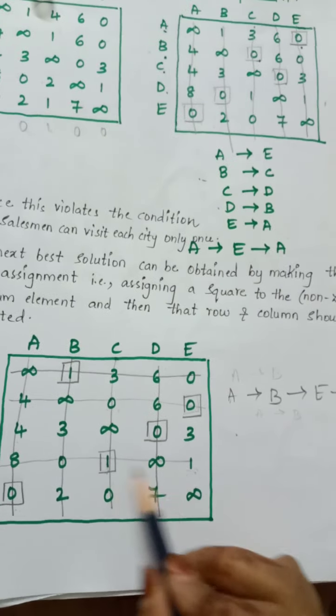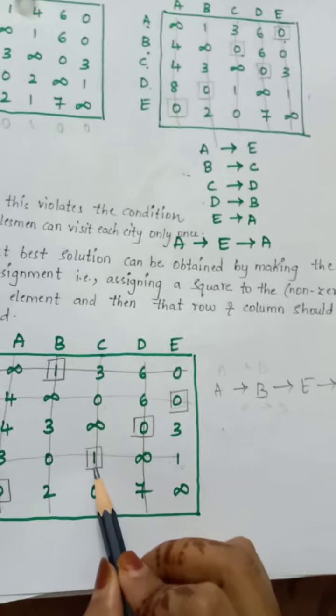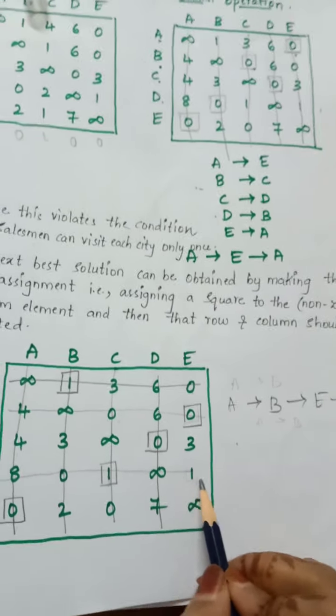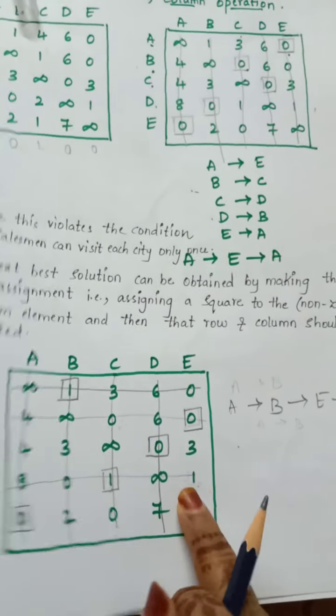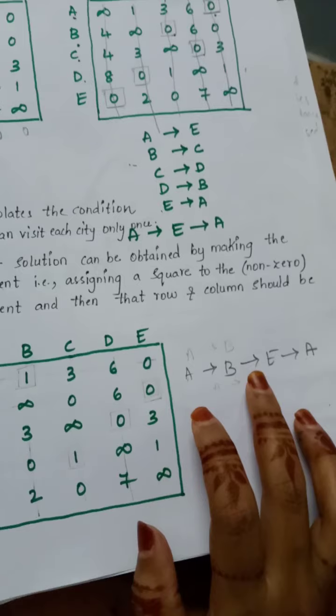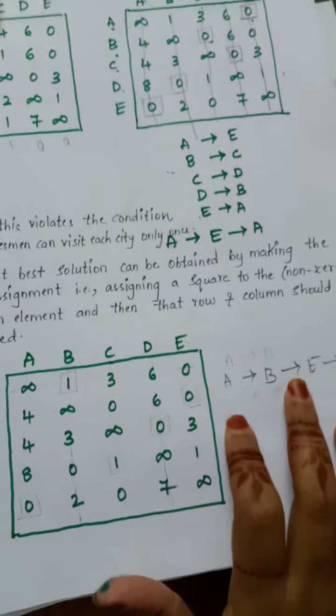Clear students? Here there are 2 ones. We have selected this one. In our next step, we shall take this one and give a square mark to this one in the E column. Since this sequence is not satisfying the condition students, we shall try again.